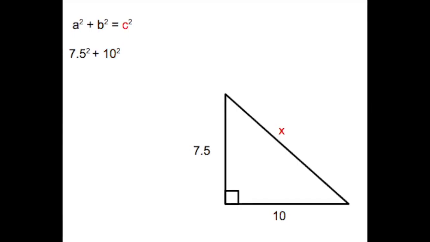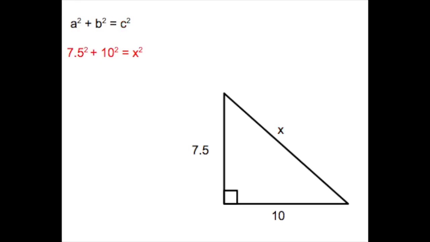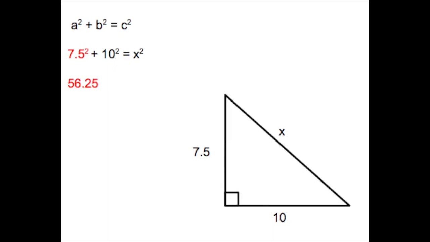C represents the hypotenuse of the triangle. Remember, the hypotenuse is across from the right angle, which in this triangle is x, our unknown. So we will substitute x in for c because it is the hypotenuse. Now we can simplify each of the exponents in the equation. We will start by doing 7.5 squared, which is 7.5 times 7.5, which is 56.25.